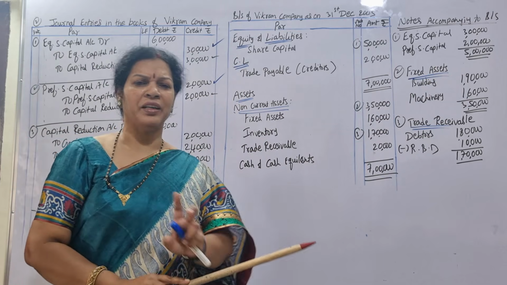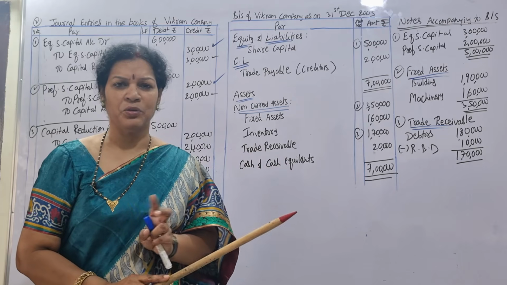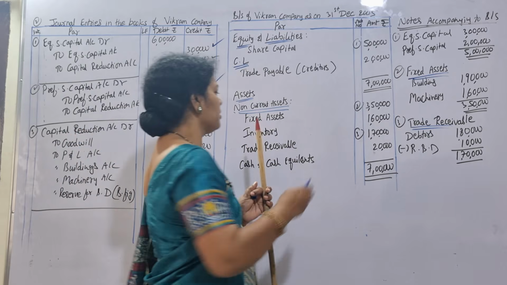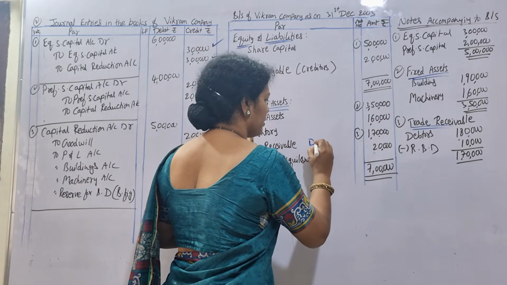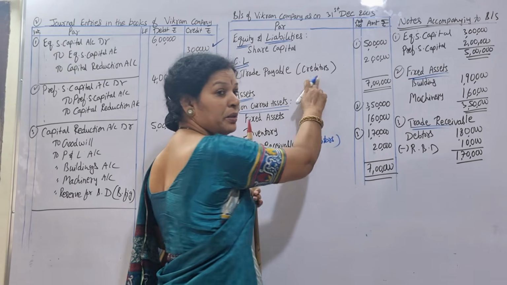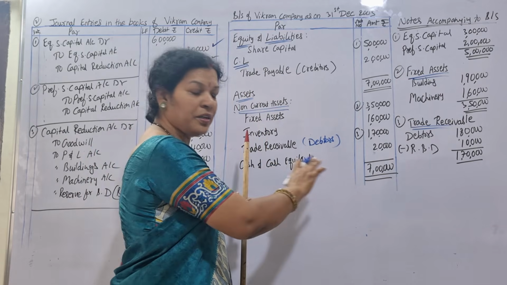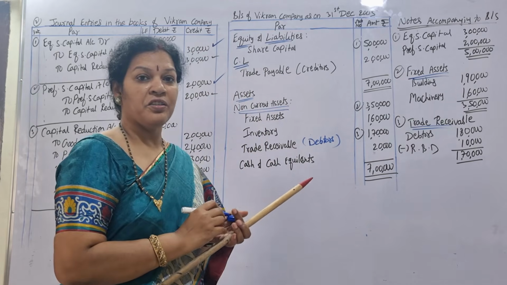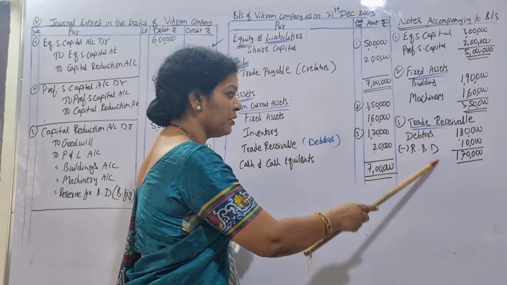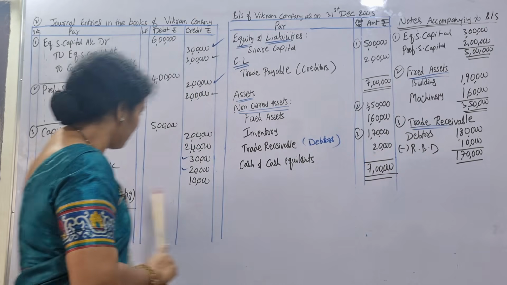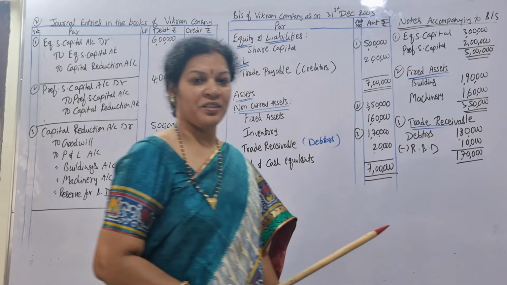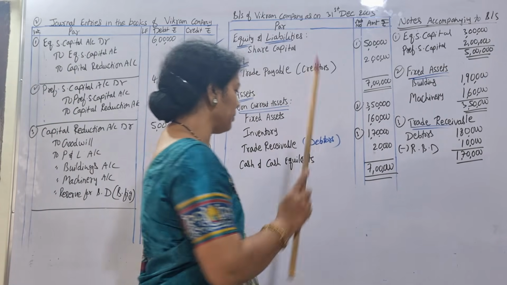Inventory we will write as it is. Stock means inventory, we don't say stock. Inventory. And trade receivable. Trade receivable means debtors. This one is creditors, trade payable. And debtors we say as trade receivable. So there is an adjustment, that is the reason we have written note number 3 here. Debtors minus reserve for bad debts, RBD, so that we have deducted. The amount is 1,70,000 we have written.